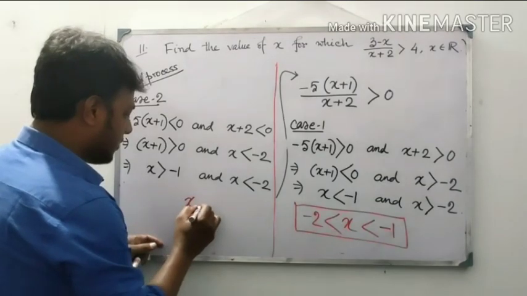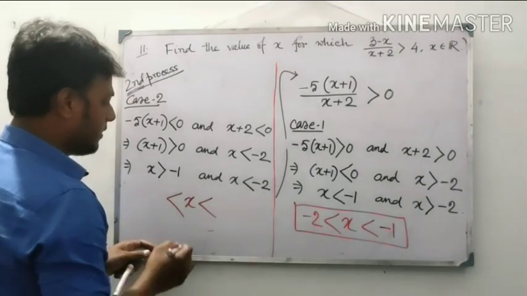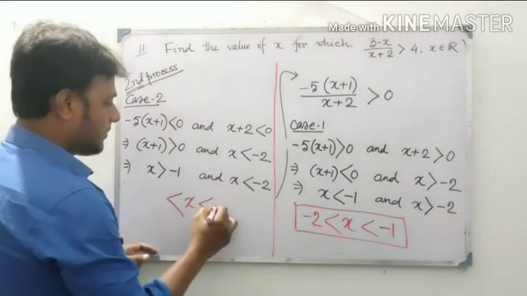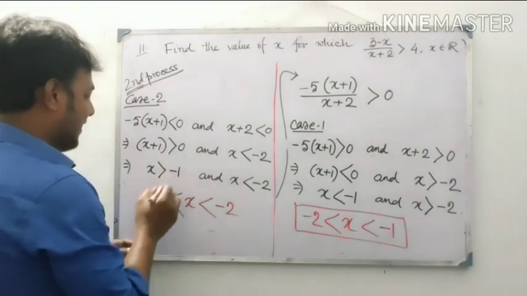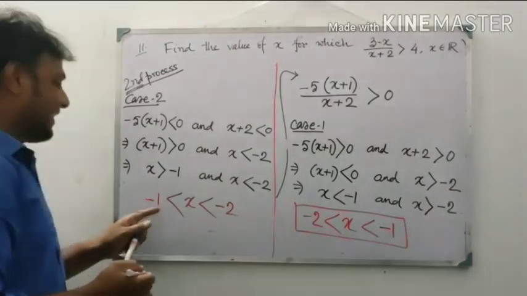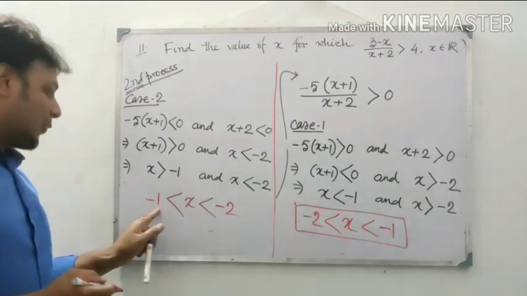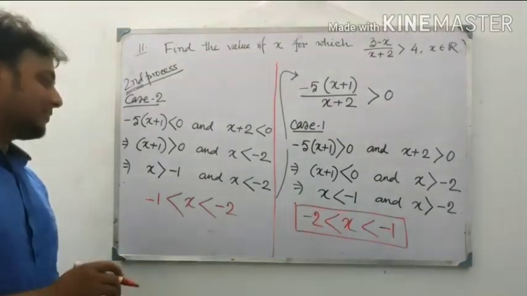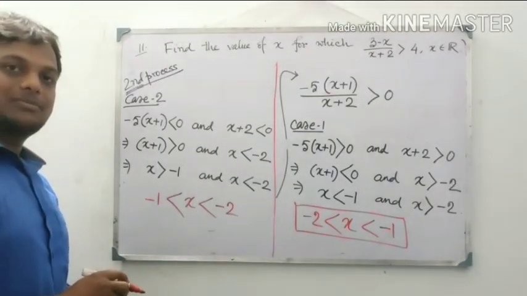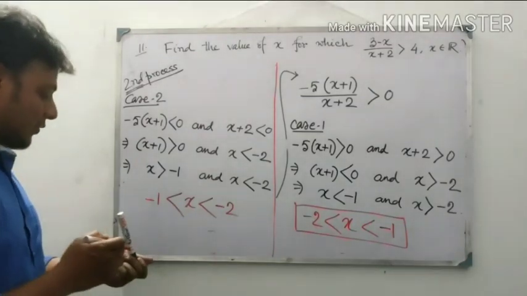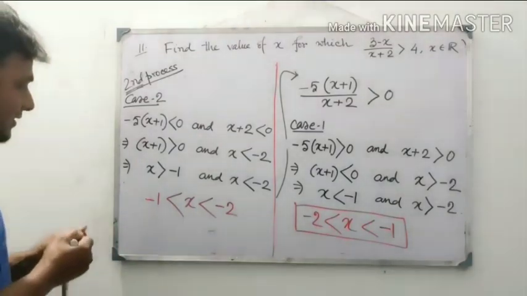X is in the middle position on this side, in the gap side minus 2 is there and this is minus 1. Is it true? X is more than minus 1, less than minus 2. Is it true? Is there any chance? Just draw the real line, then you will get the answer.